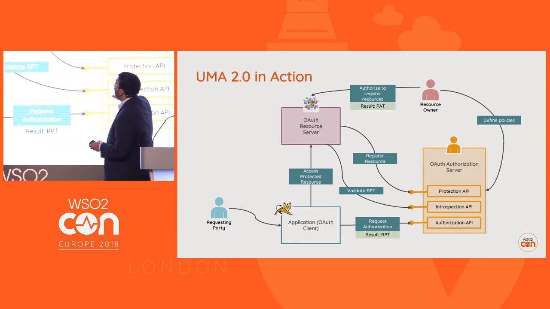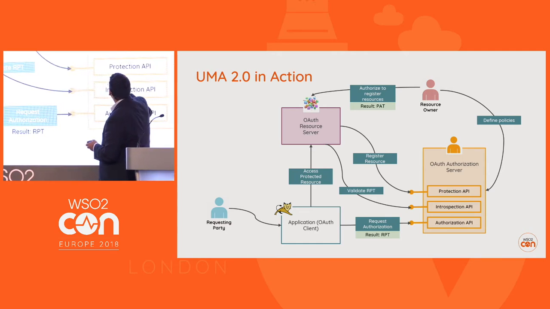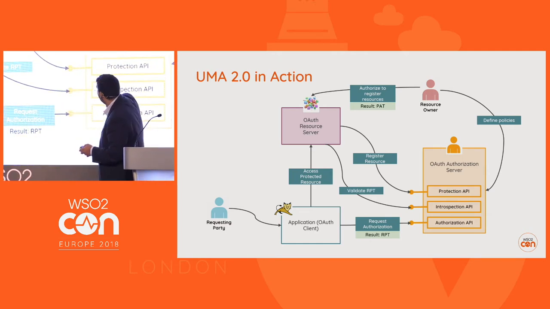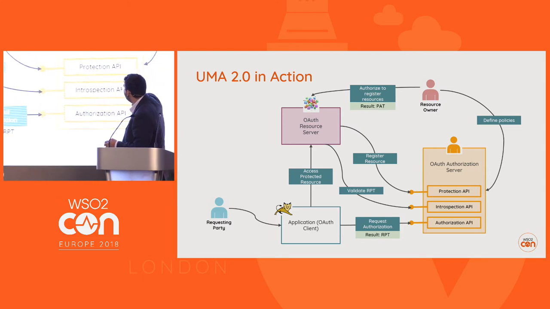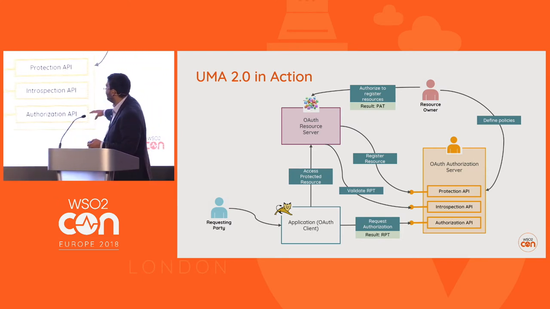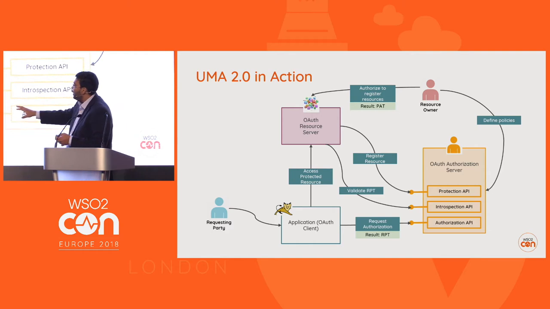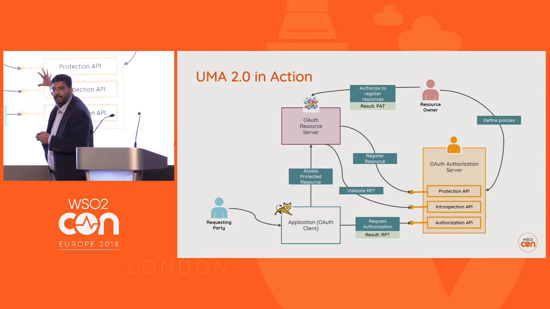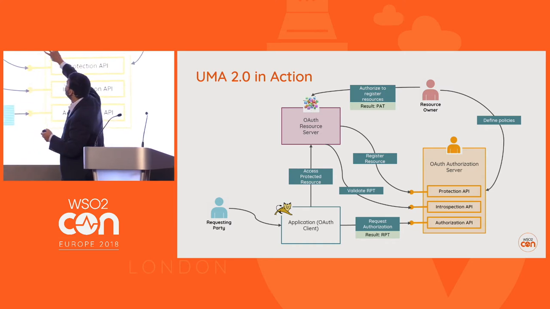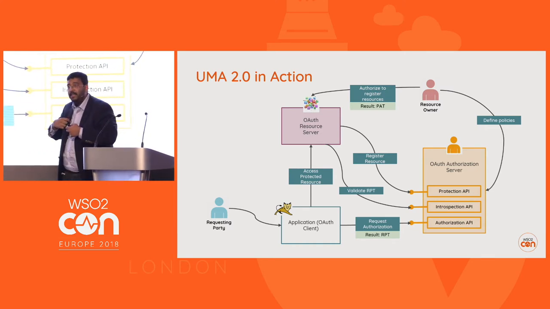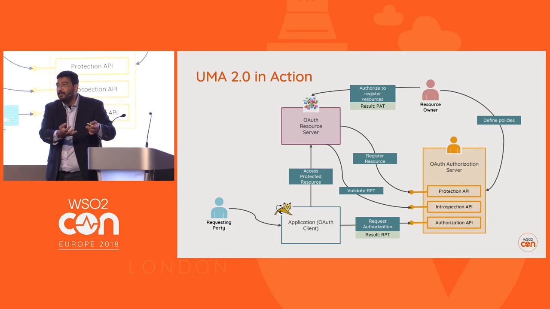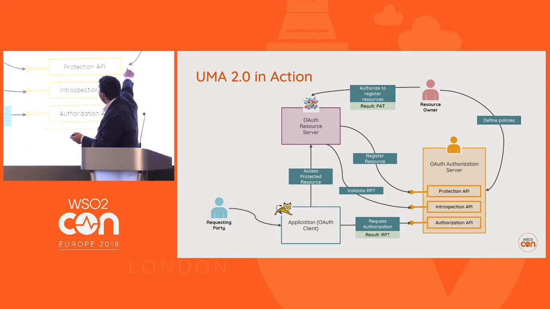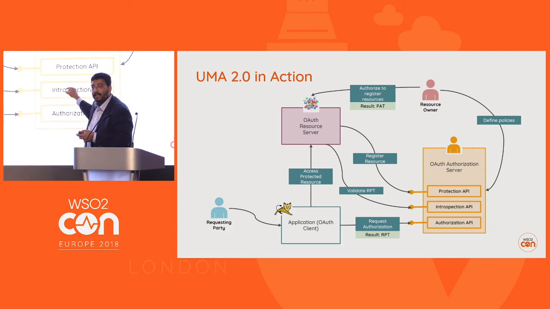So again, this particular specification allows you to expose some additional APIs, like the protection API, introspection API, and authorization API, where the application can register their resources. In this case, the OAuth resource server can register the resources with the identity server, which allows the owner, which is me, who is going to give access to somebody else, to define policies against those particular resources.